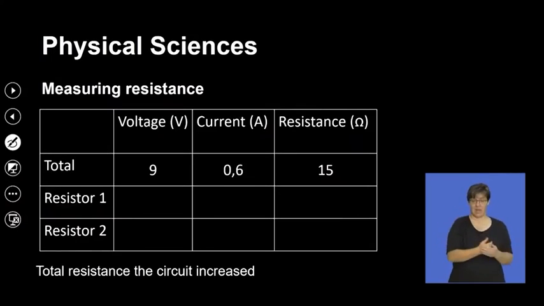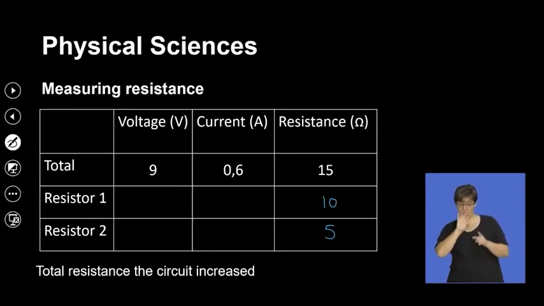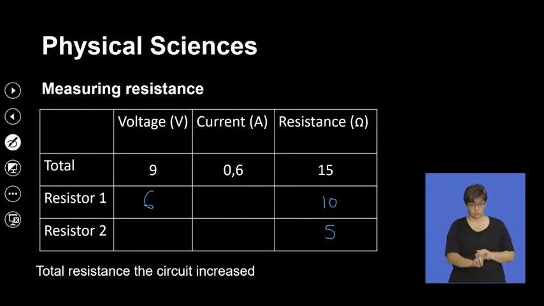So if we go back, the total resistance is 15 ohms. The resistance for R1 is 10 ohms, right? Resistance for R2 is 5 ohms. This is what we realized. That's the total current. Voltage across R1 is 6 volts. Across R2, we measured it to be 3.